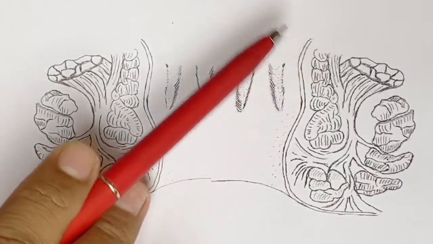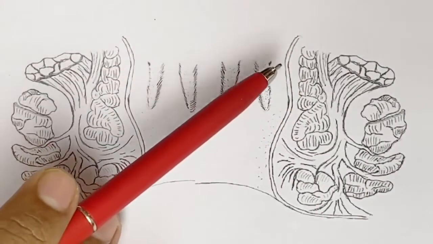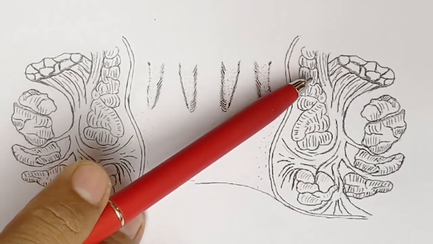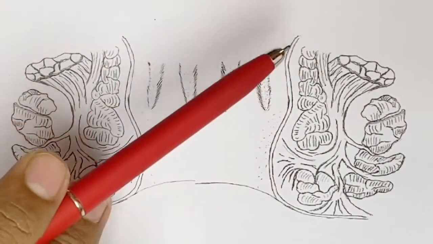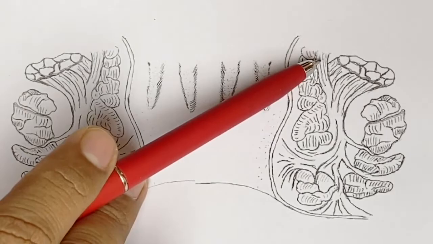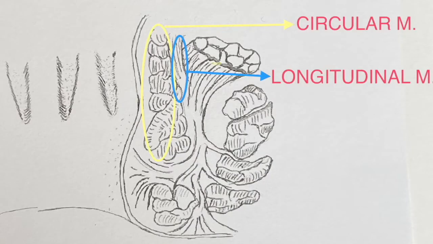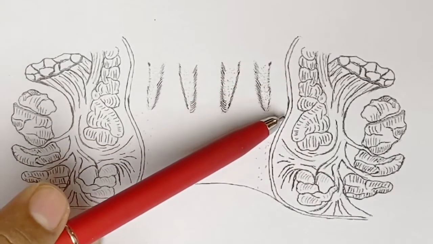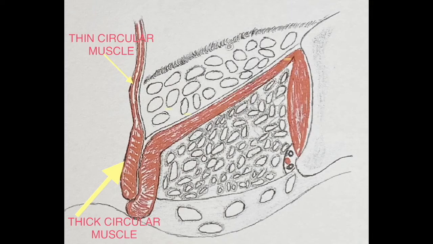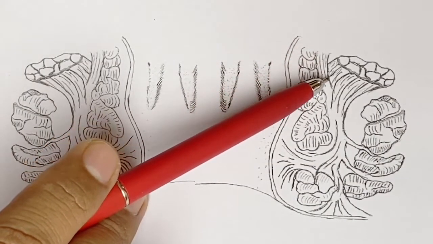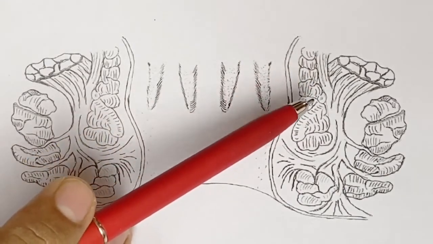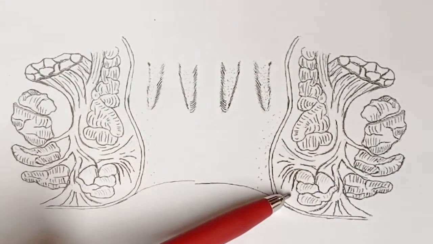Internal, as we know, the rectum has layers: mucosa, submucosal coats, and afterwards the muscular coat comes. The rectum, or the large bowel, has two kinds of muscles: circular muscles and longitudinal muscles. The circular muscles become thicker in size, and the longitudinal muscles remain the same size. So this is the involuntary anal sphincter, and these are the voluntary anal sphincters.